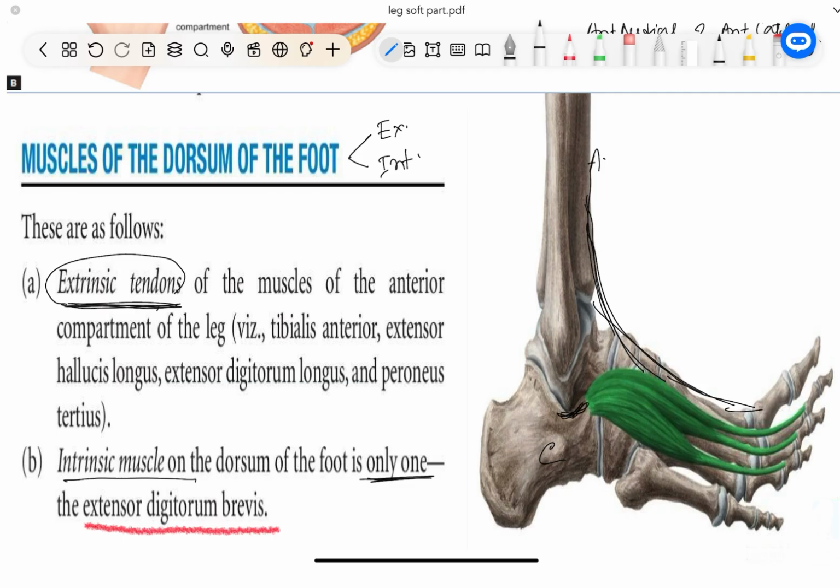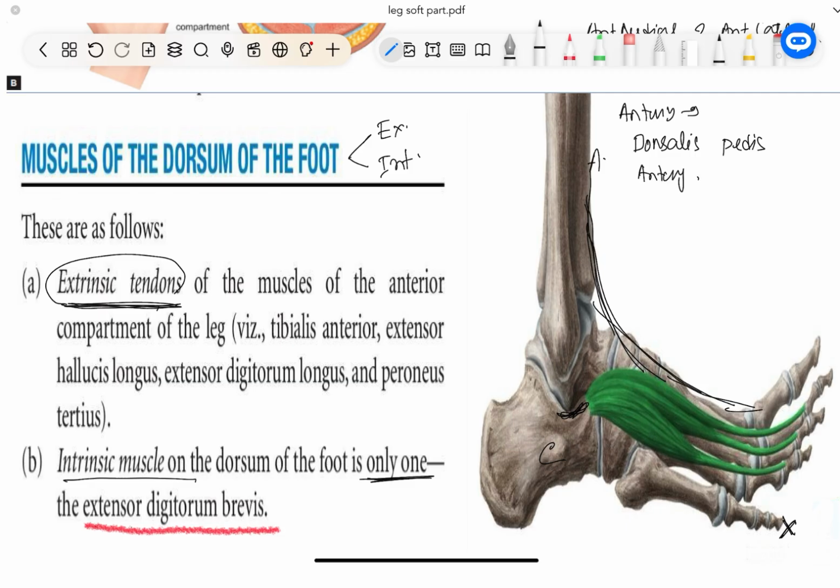And when it is inserted, it splits into four tendons. The medial four toes will receive the tendons: for the big toe, then the second, then the third, then the fourth. It will not be inserted into the fifth toe. This is important, we have to remember. That is all about the muscle of the dorsum of the foot. In this dorsum area there is an artery. The name of this artery is dorsalis pedis artery.